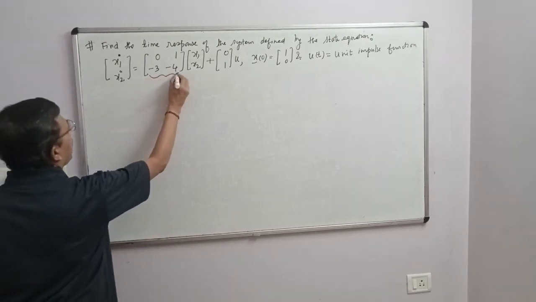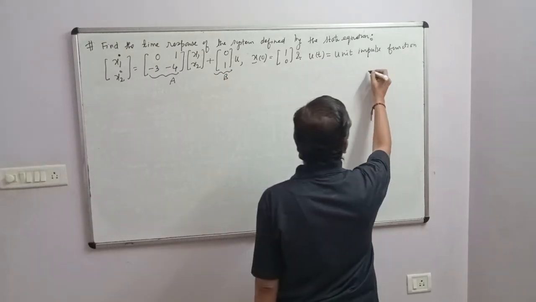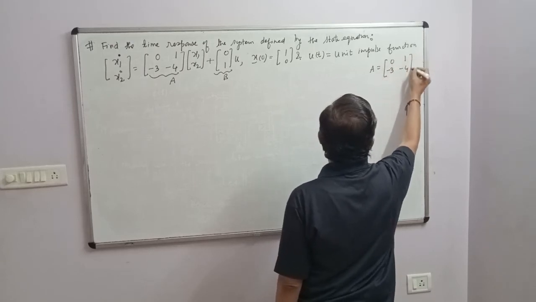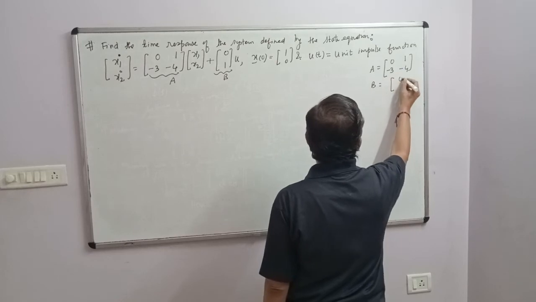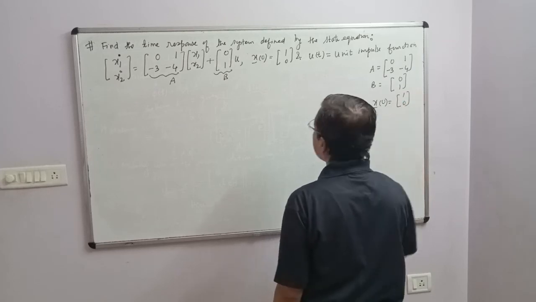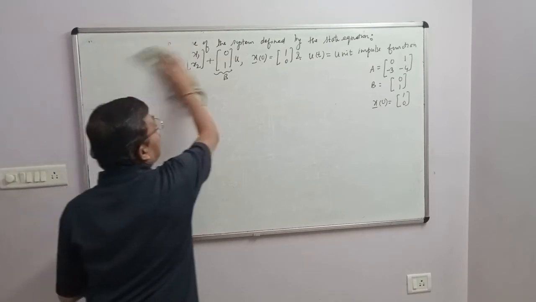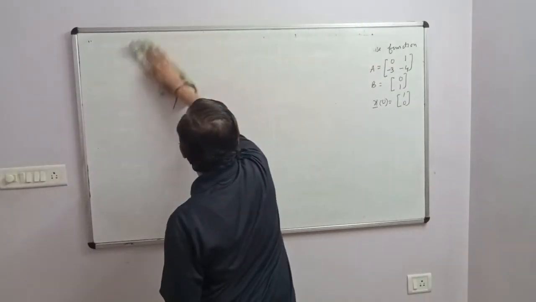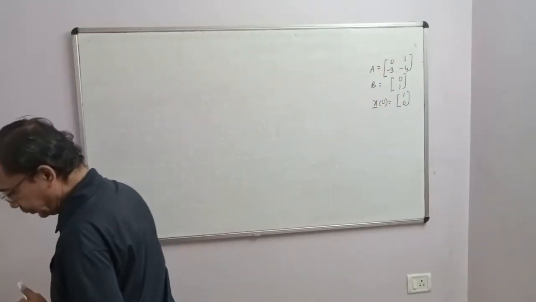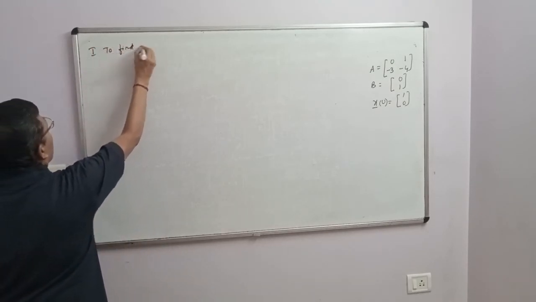Solution. This matrix is A matrix. This matrix is B matrix. Let me write down A matrix. A is equal to 0, 1, minus 3, minus 4. B matrix equals 0, 1. X bar of 0 is equal to 1, 0. Step 1, to find phi of t.